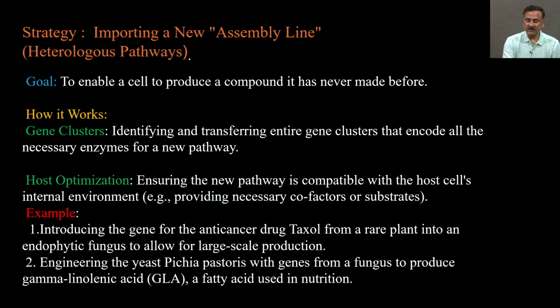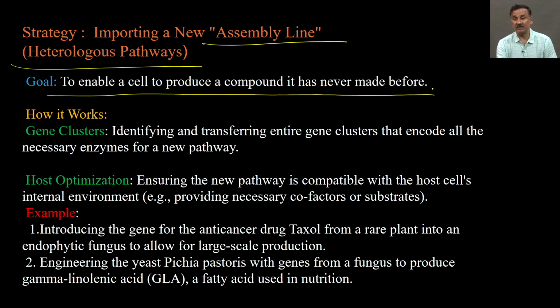Then you also have the new assembly lines. You can use the heterologous pathway. The goal is to enable a cell to produce a compound it has never made before, so this is going to be an exogenous molecule. In the previous examples we have seen where the cell is capable of making a particular product. We have enhanced the production of that product simply by increasing the pathway's enzymes, and also we have done the blocking so that the produced metabolites are not utilized in other pathways, and we also reduce the degradation.